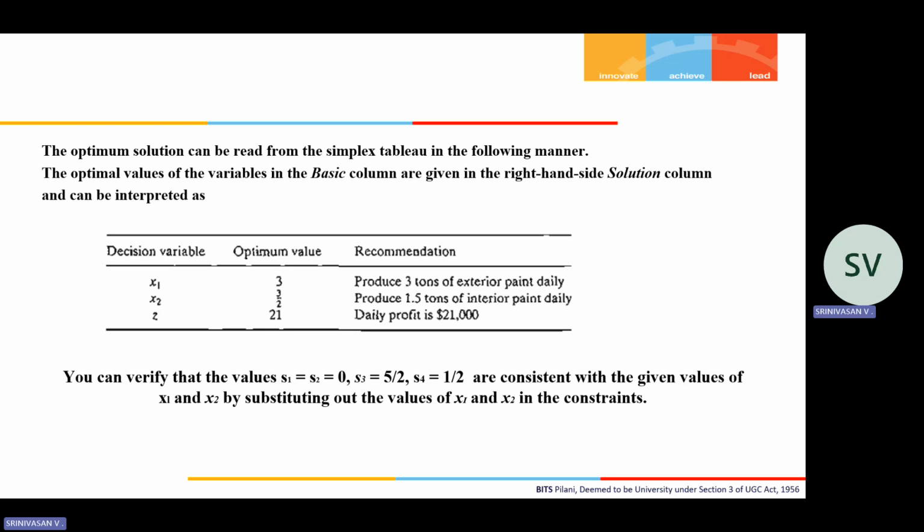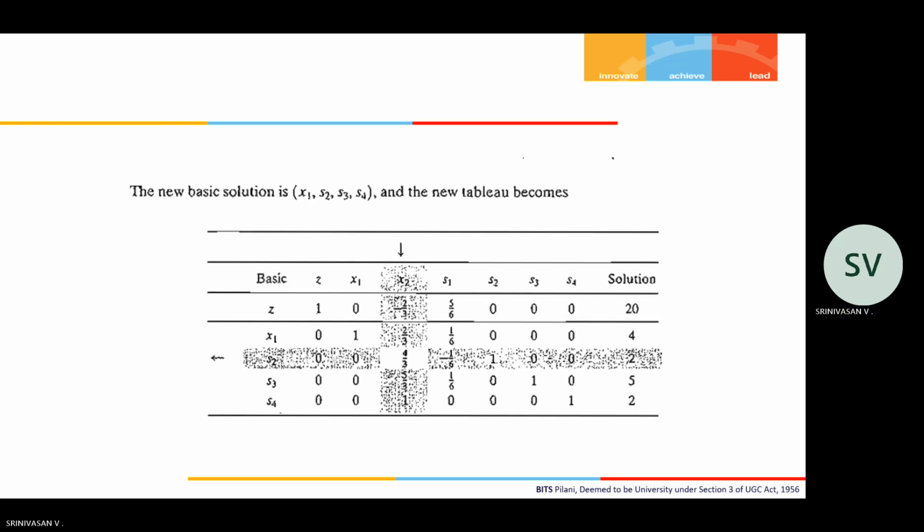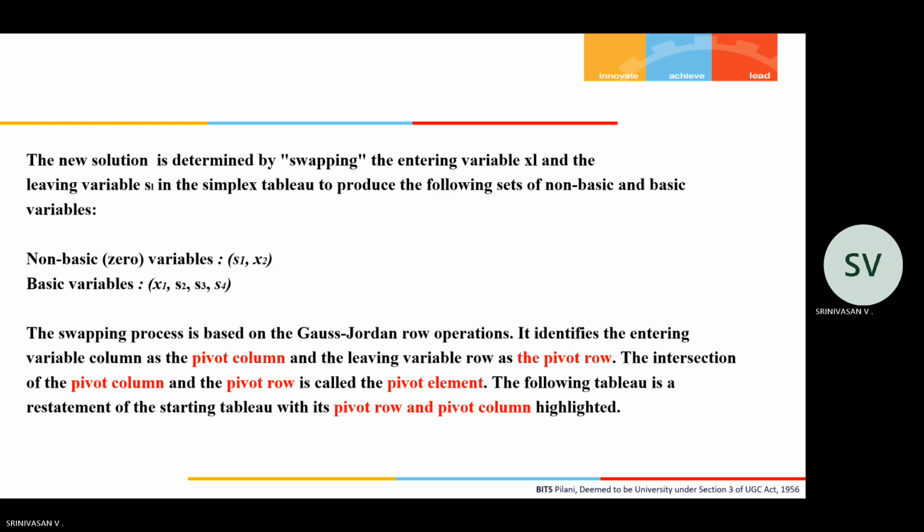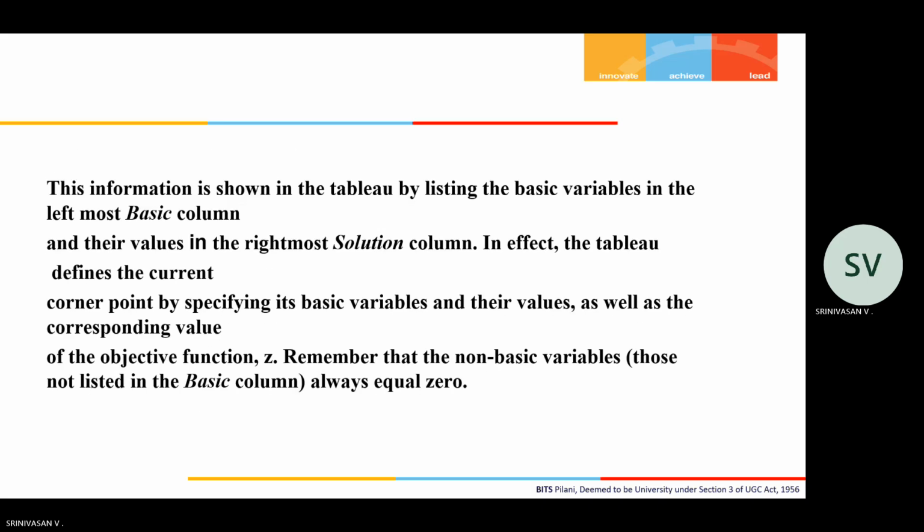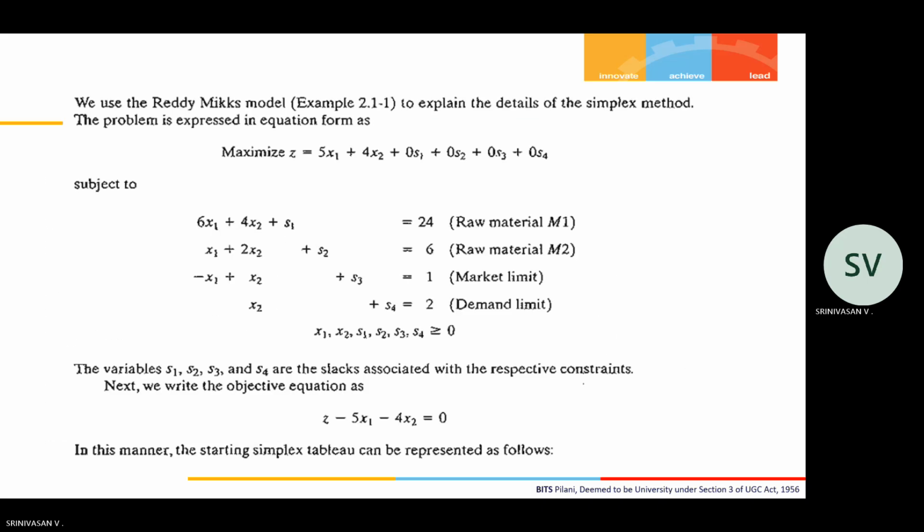So let's go back to the problem. Five x1, 5 into 3, 15, plus 4 into x2, 4 into 1.5, 6. 15 plus 6, 21. And that was shown in the simplex table itself as the last value. So Z value is 21. So the maximum value of Z is 21 when x1 equal to 3, x2 equal to 1.5, is correct.